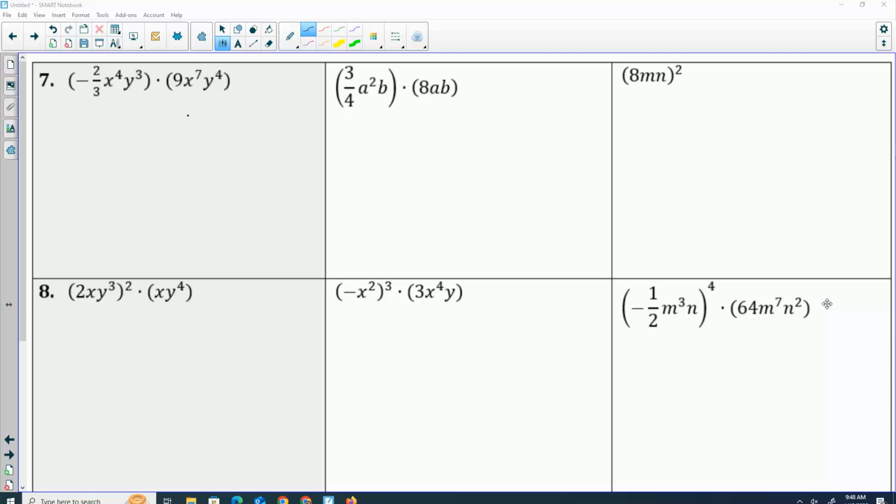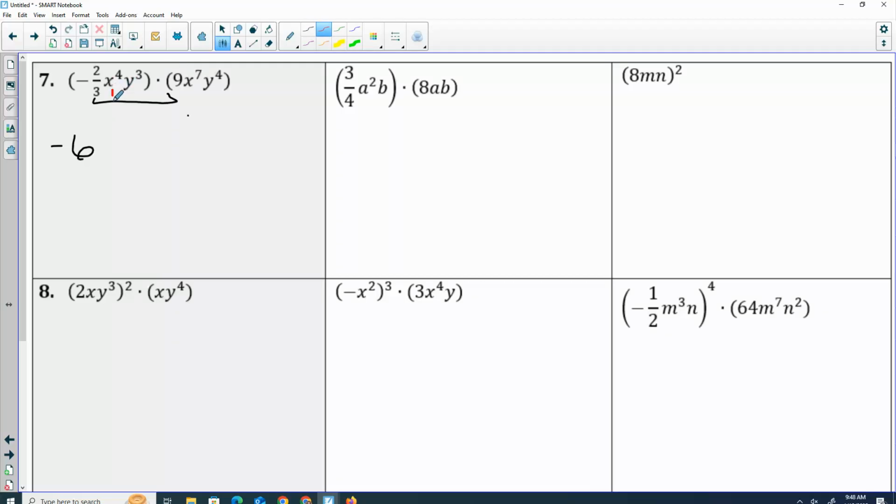One issue, I'm seeing a lot of people struggling with negatives, so make sure you're not dropping those. If you take a positive times a negative, your answer is negative. So we get -6. So that was from just multiplying these coefficients.